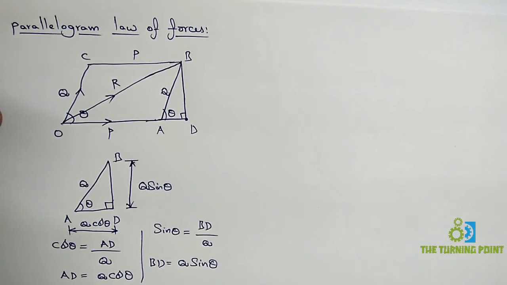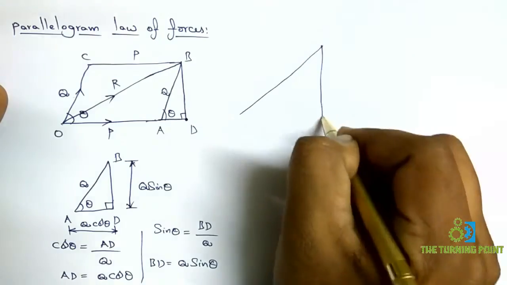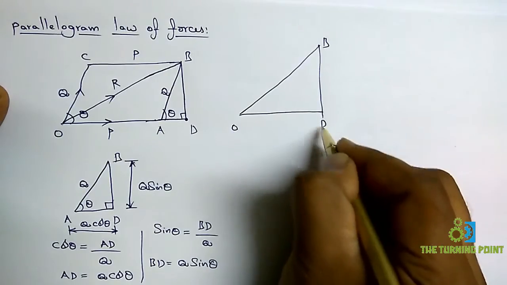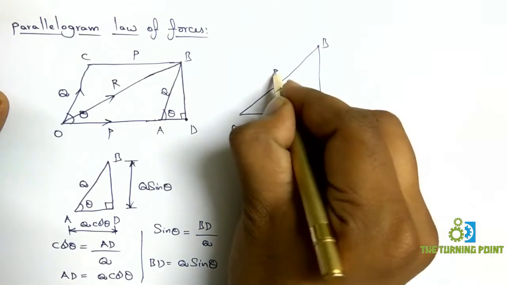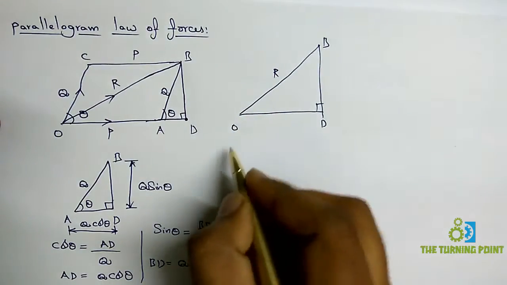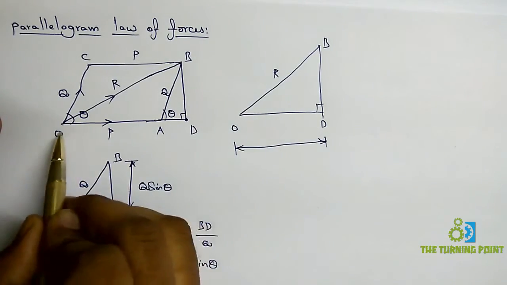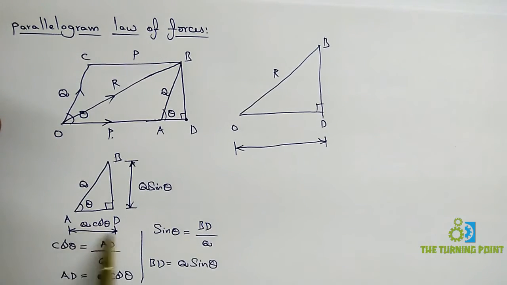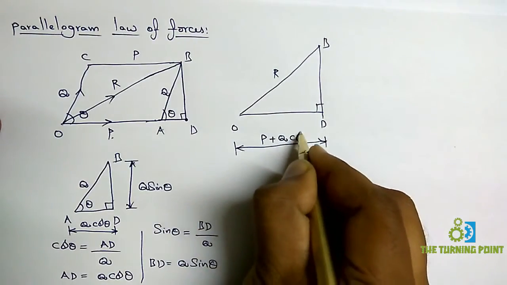Now I am redrawing the triangle once again. So I am drawing the triangle OBD. When you consider triangle OBD, it is a right angle triangle. So this is O, this is B, this is D. It is right angle here, and the distance from O to B is nothing but the resultant, and OD is nothing but OA plus AD. From the parallelogram here you can observe that OD is nothing but OA plus AD. We know that OA is P here, and AD you have already calculated, which is Q cos theta. So this is P plus Q cos theta.